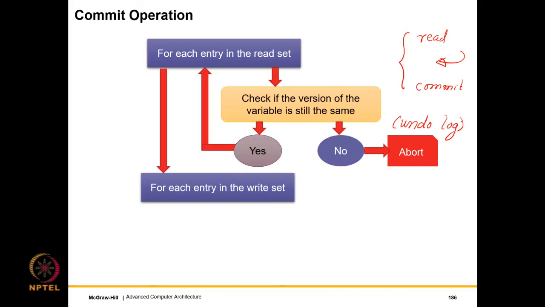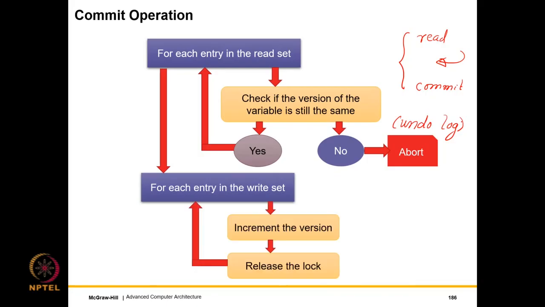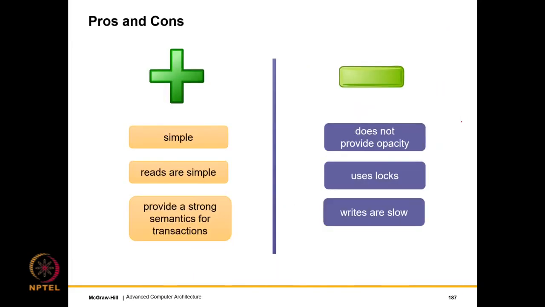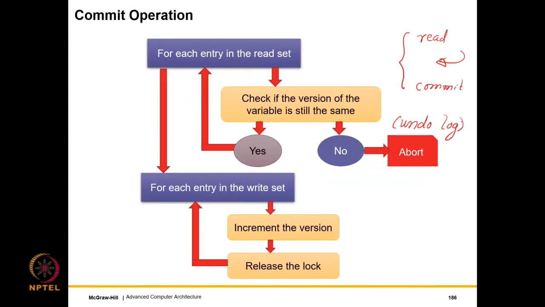For each entry in the write set, we increment the version and we release the log. Incrementing the version provides a signal to others that the value of the variable has changed. So just in case you read an older value, now you need to abort because the new value of the variable is what I'm writing right now, and we release the lock.